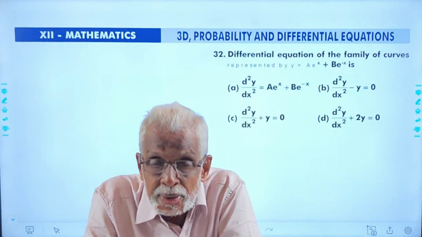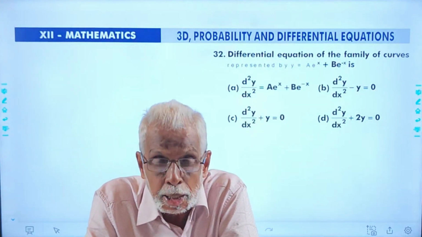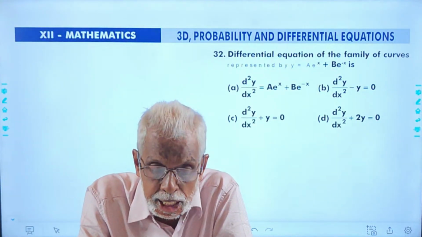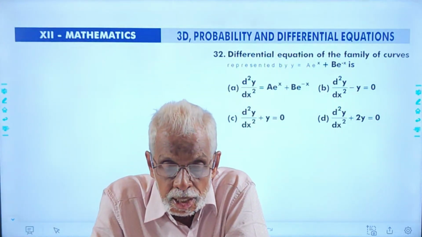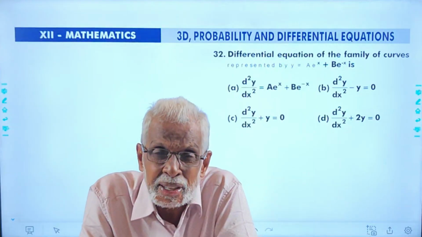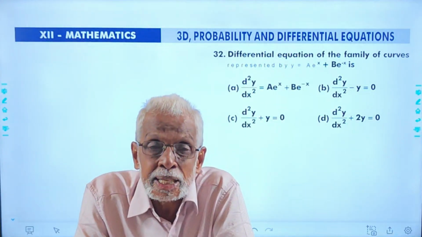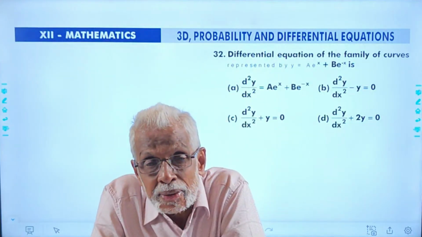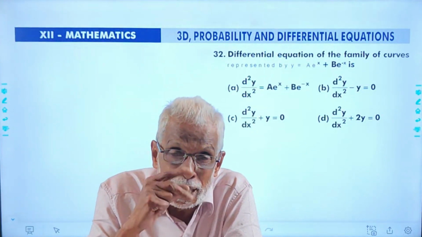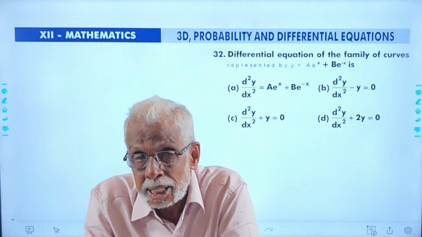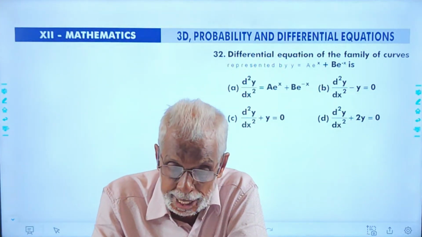A choice. Differential equation of the family of curves represented by y is equal to a into e raised to x plus b into e raised to minus x. In order to find the differential equation, we have to eliminate the arbitrary constants. Here the given equation contains 2 arbitrary constants. Therefore, we have to differentiate the given equation twice. First you have to find dy by dx. Then you have to find d square y by dx square.